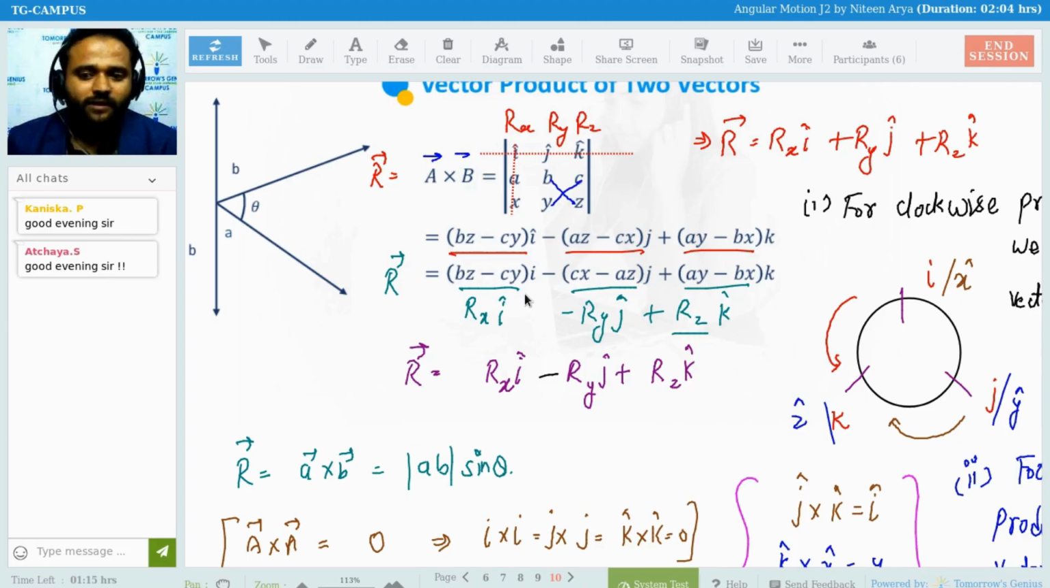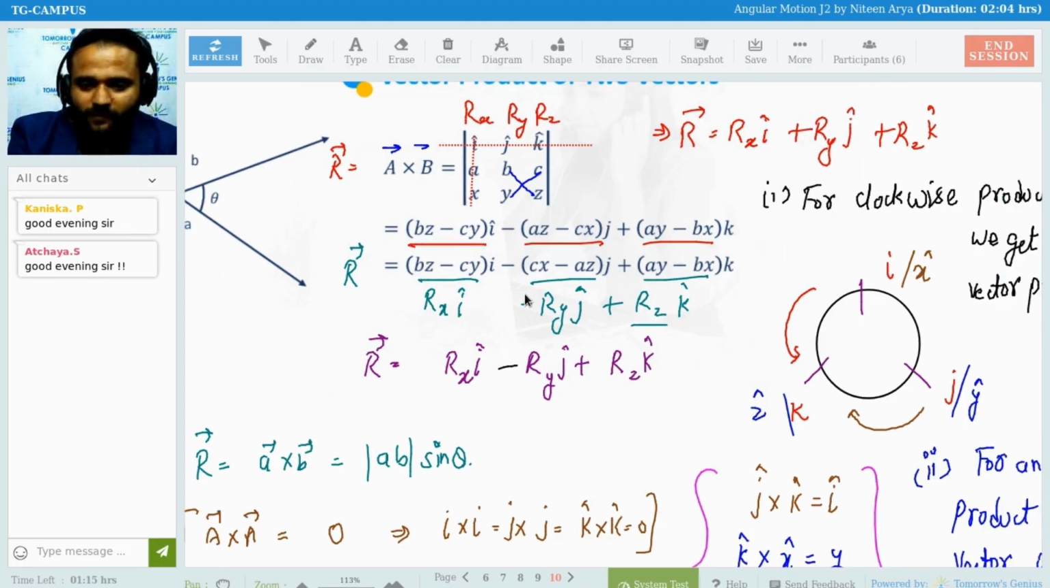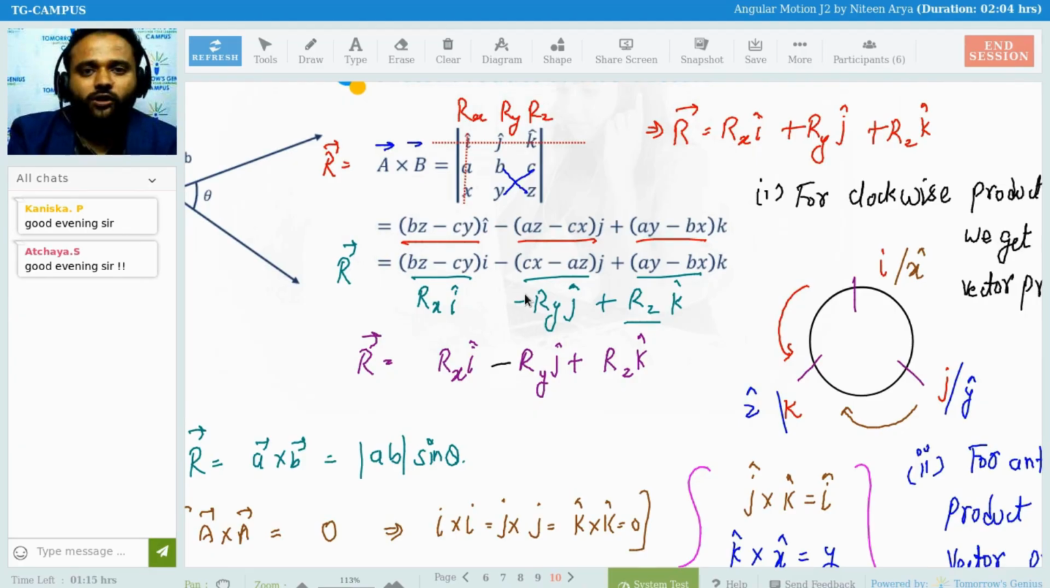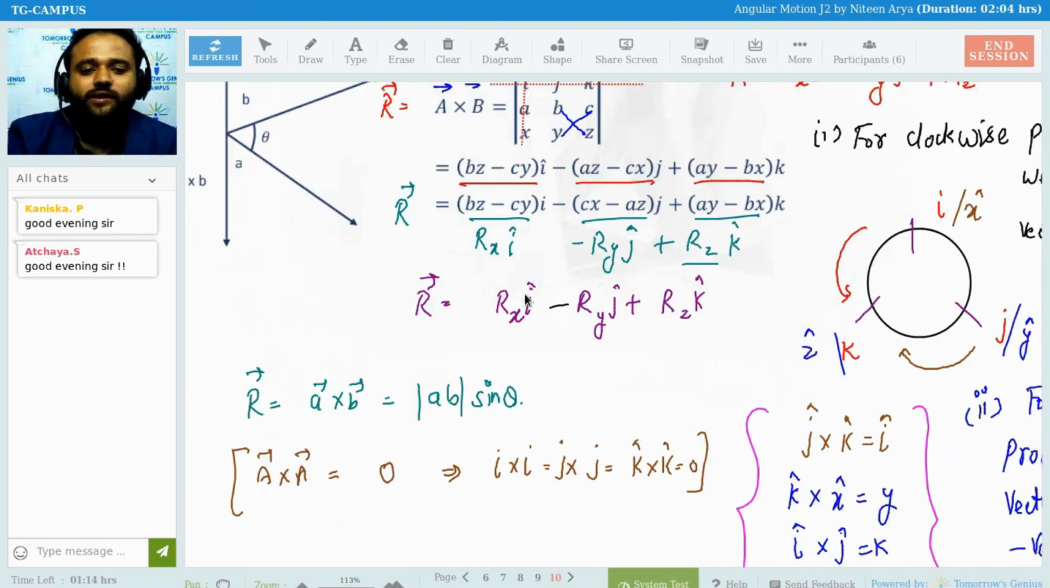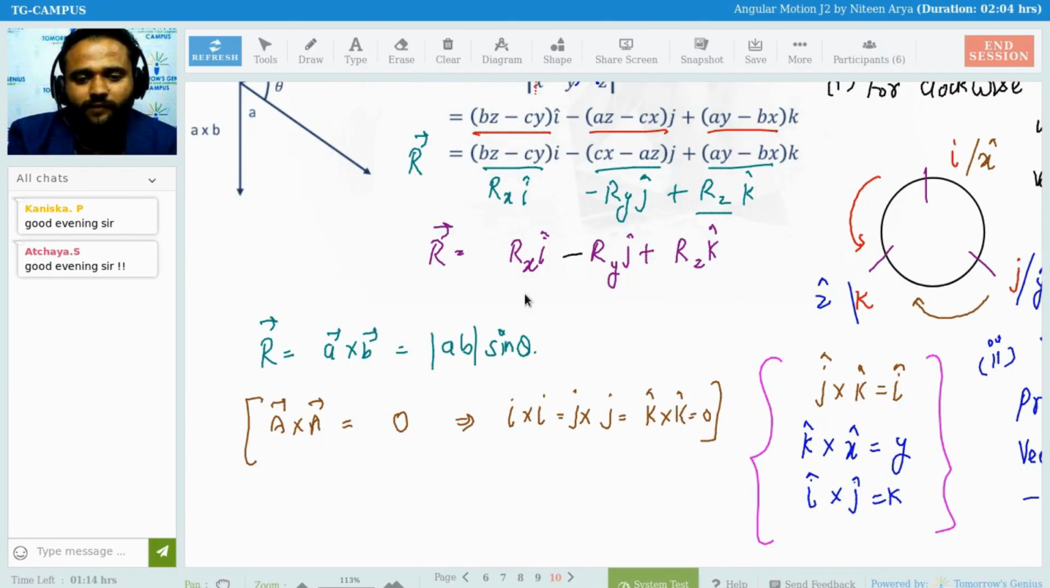You don't proceed further. And direction-wise, stick to this, or if you need to find the direction, you can go for the right hand thumb rule. Clear? That is enough for vector product.